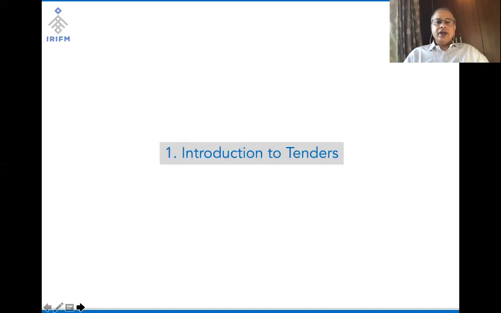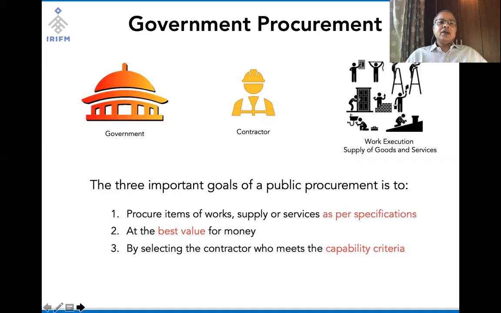Let's get started. Introduction to tenders. Now, what is a tender? Tender is essentially a device through which a government agency makes procurement through a contractor for goods, services, and other things that it needs for execution of public service, for delivery of public service. On one side, there's a government agency or the body, and on the other side, the other party, which is the contractor. And this contractor is essentially responsible for execution of works or supply of goods and services.